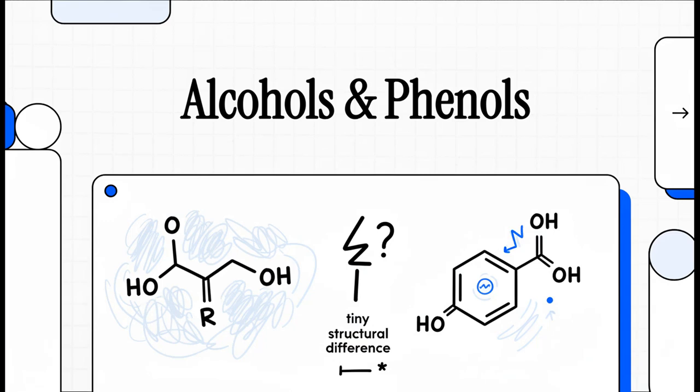At a quick glance, these two molecules look like they could be twins. But you know, in the world of chemistry, even the tiniest difference in structure can lead to a massive difference in personality. So today, we're going to dive into the story of alcohols and phenols and see how one little change creates two completely different chemical playbooks.